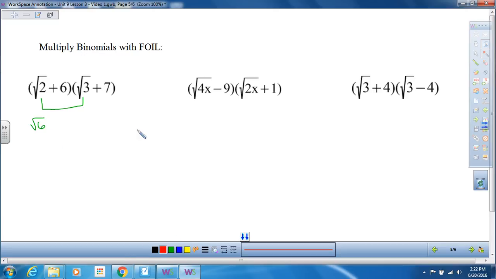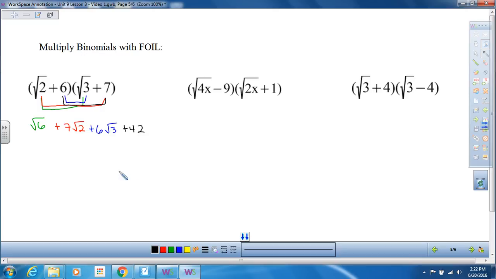And then we want to do outer. Okay, 7 is not under the radical, so you just have to write it in front of the square root of 2. And then inner. Same thing here, the 6 is not underneath. And then last. 6 times 7, those are regular numbers, so I multiply them together.